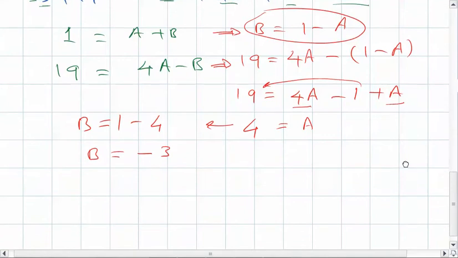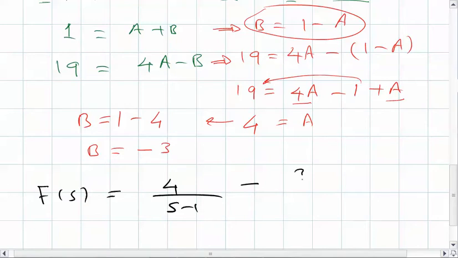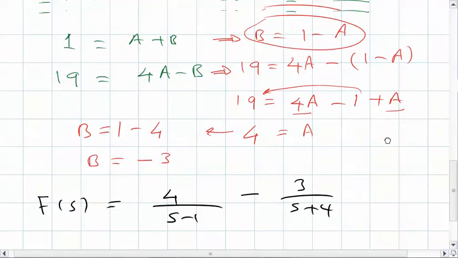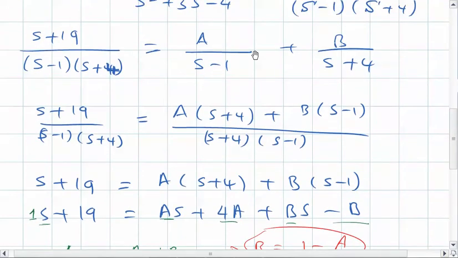Okay. So now I can write down my Fourier transformed function. F of s is equal to 4 divided by s minus 1 minus 3 divided by s plus 4. Okay, again, why is that? Well, if you go back, this is a over s minus 1 plus b over s plus 4, right? That's our function now.